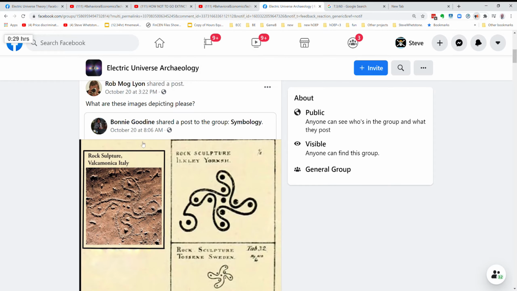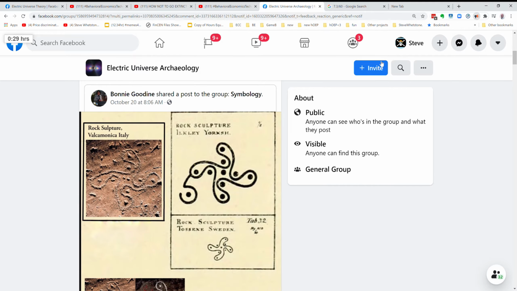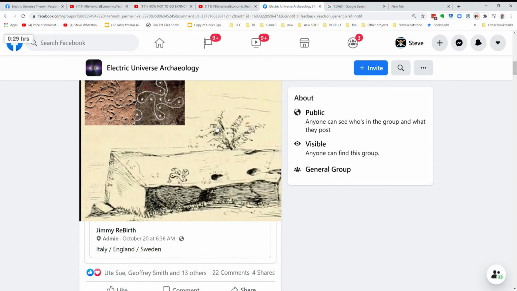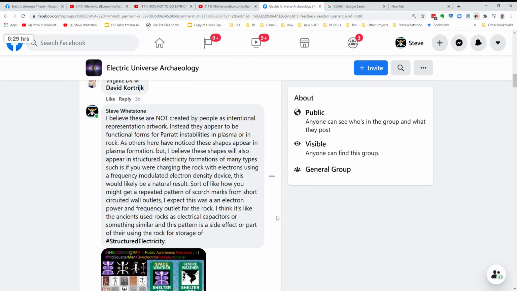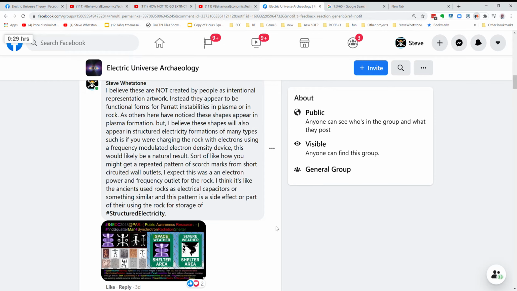Steve Whetstone: I believe these are not created by people as intentional representational artwork. Instead, they appear to be functional forms for paired instabilities in plasma or in rock. As others here have noticed, these shapes appear in plasma formation.